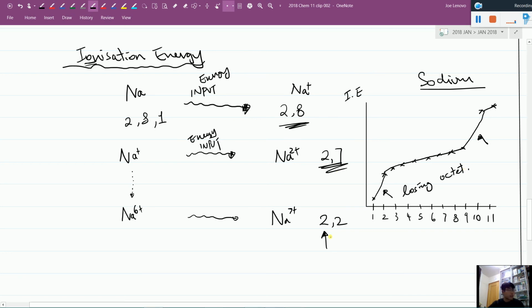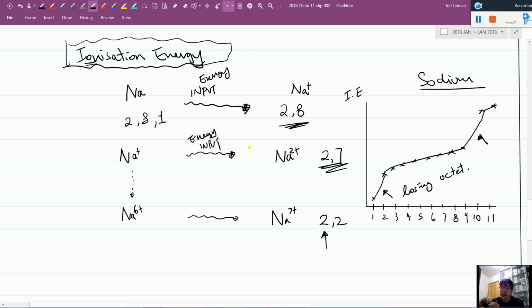Make sense? So hopefully you get a little bit of an idea of the ionization energies. One more time, ionization energy is the energy you put into the atoms to take away the electrons. Every time you take away an electron, it becomes more positive, so it should be getting harder and harder. But gradually it will reach a point where there is a huge jump.